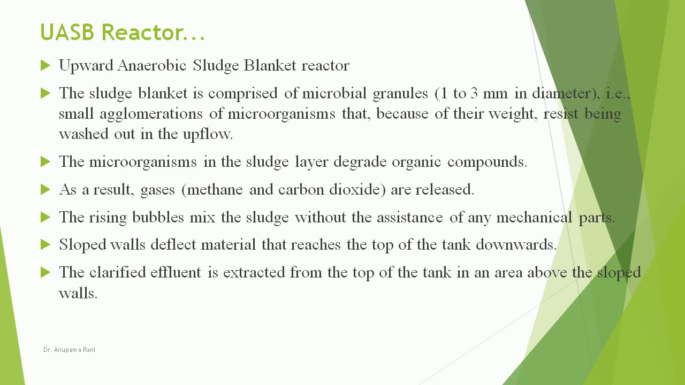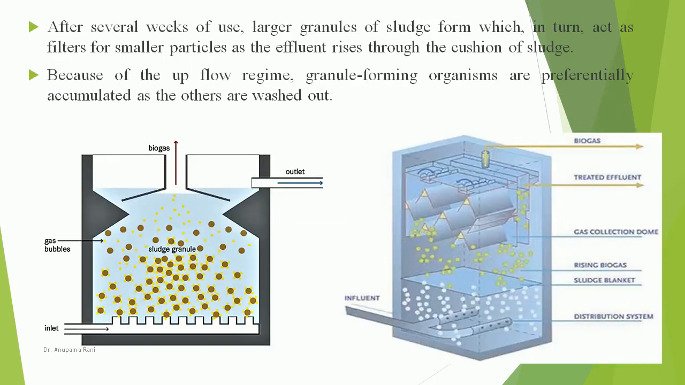The rising bubbles mix the sludge without the assistance of any mechanical parts. Sloped walls deflect material that reaches the top of the tank downwards. The clarified effluent is extracted from the top of the tank in an area above the sloped walls. After several weeks of use, larger granules of sludge form which, in turn, act as filters for smaller particles as the effluent rises through the cushion of sludge. Because of the upflow regime, granule-forming organisms are preferentially accumulated as the others are washed out.